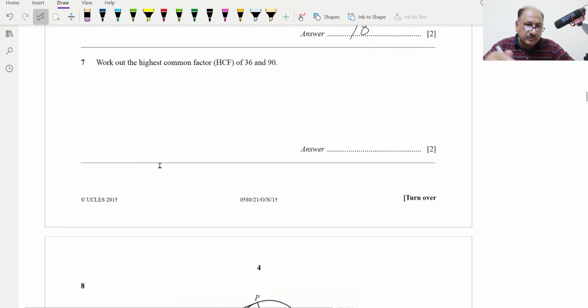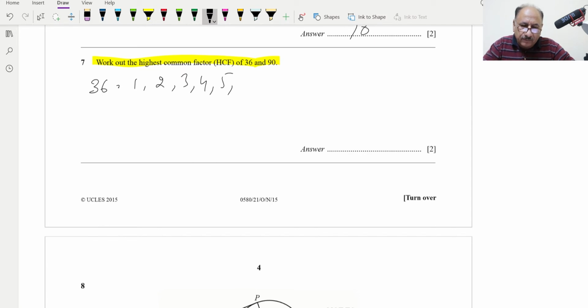Hopefully you understood this. Now we can move to question number 7. Work out the highest common factor of 36 and 90. We can write the factors. Basically 36 is divisible by 1, 2, 3, 4. It's not divisible by 5, it's divisible by 6. Then 12 and 18 and 36, these are the numbers by which 36 is divisible.